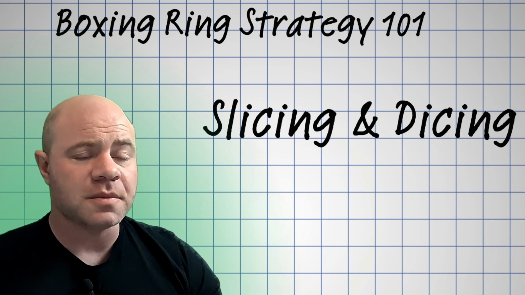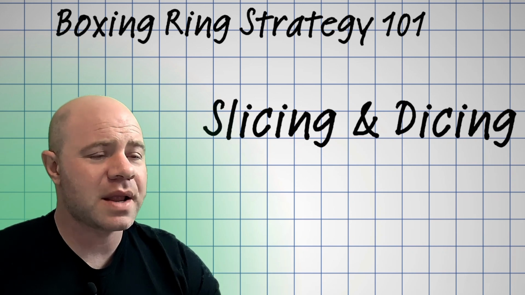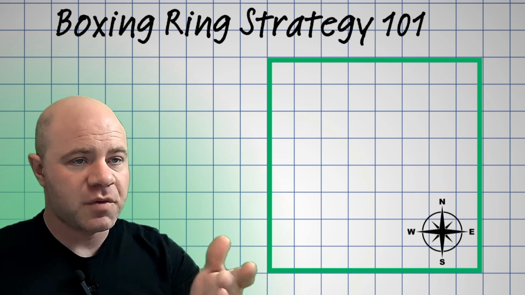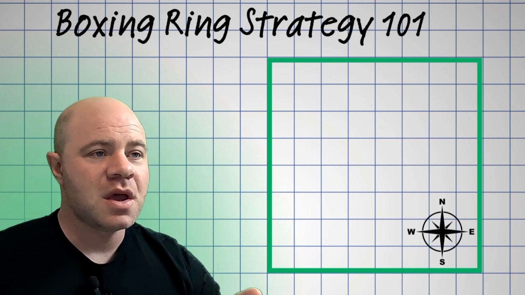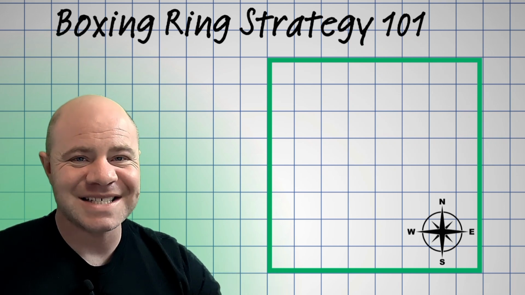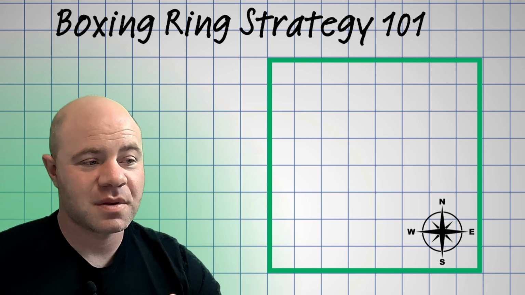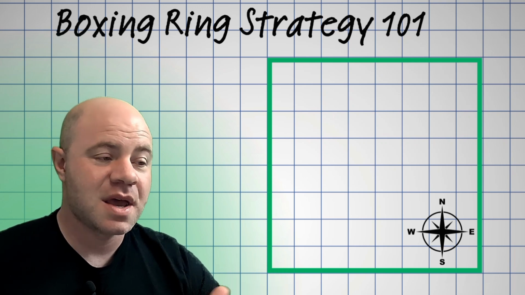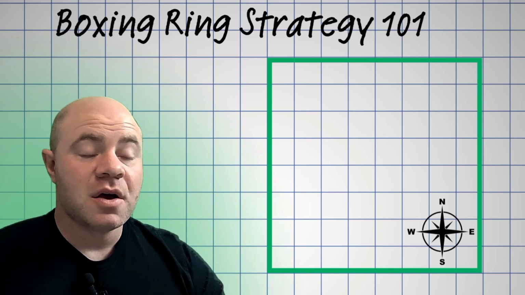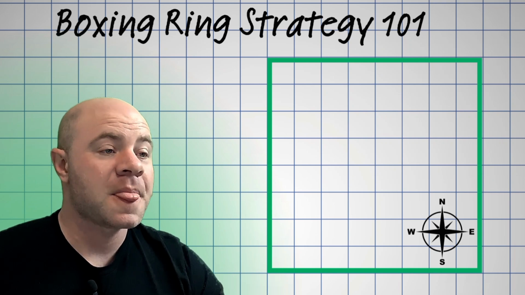All right. Now, the last one, let's talk about slicing and dicing. All right. So we have our ring, and I want you to imagine, if you're watching the video, you can see it, but imagine you have that square and you have a compass. You have north, south, east, and west. All right. So the top of the square is north, and then the left side is west, right side is east, and then the bottom is south. All right. So you have that ring. That is the map of the territory.